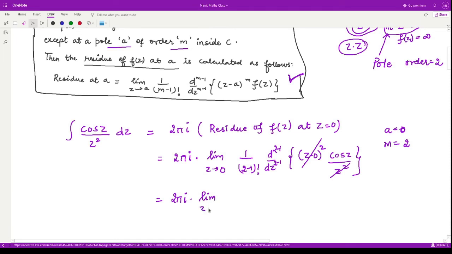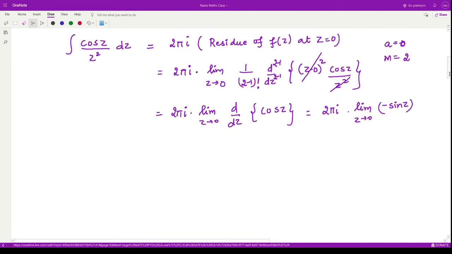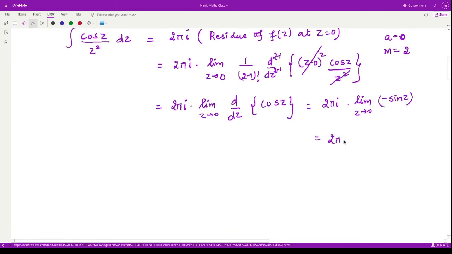This 2 minus 1 factorial is 1, so no need to write it. So we are left with 2 pi i times the limit z goes to 0. The derivative of cos z is minus sin z, and when you substitute z equal to 0, sin 0 is 0, so you have 2 pi i into 0, which is equal to 0.